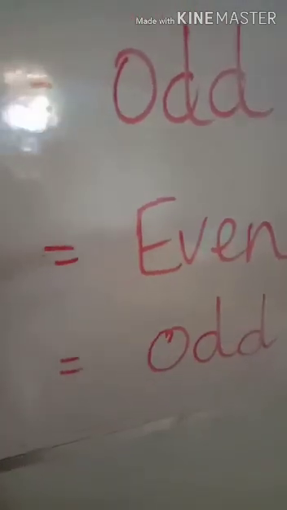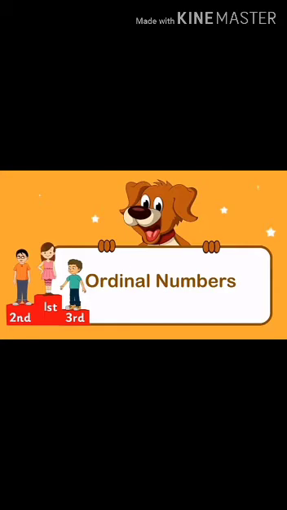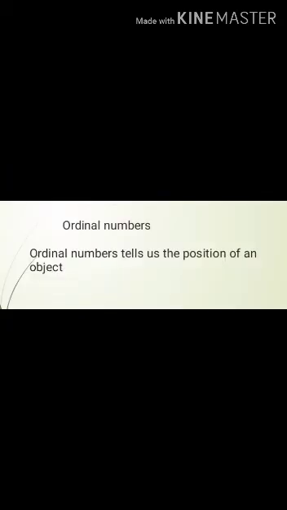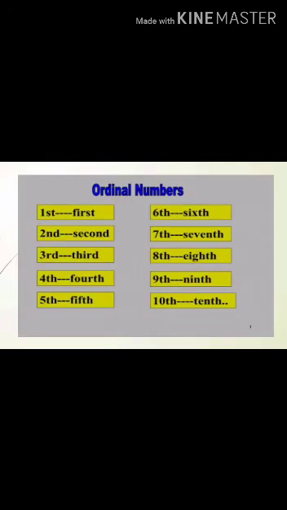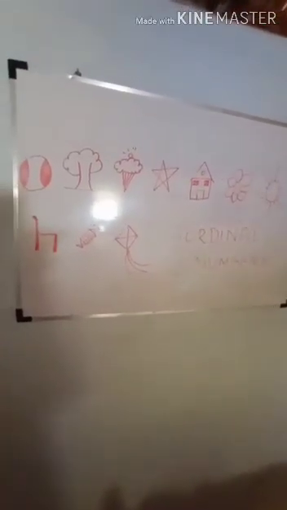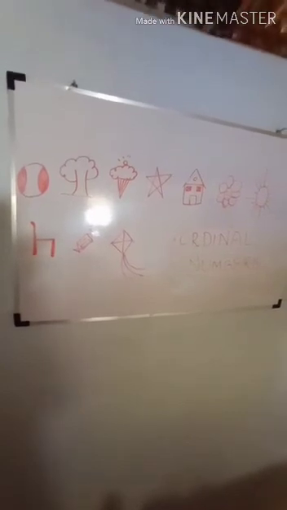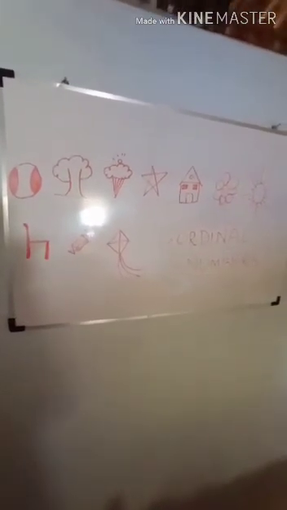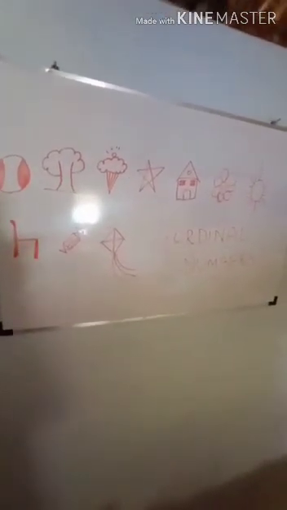Next we are going to the ordinal numbers. Ordinal numbers tell us the position of an object. We had learned the spelling for the ordinal numbers in the last videos. Next, cuties, we are going to give the position for the given objects on the board.